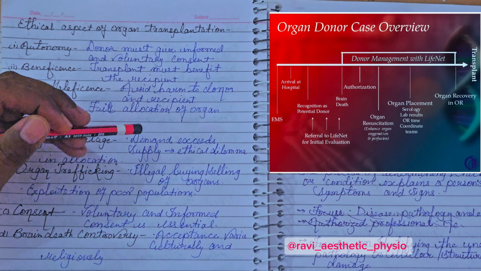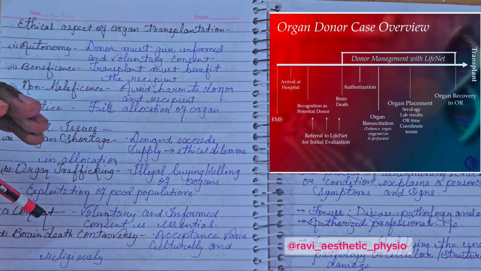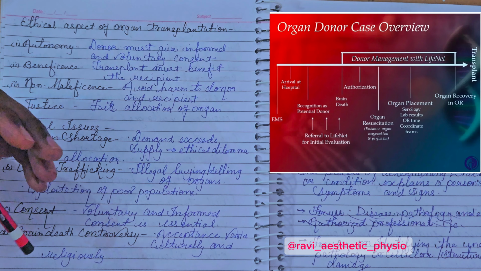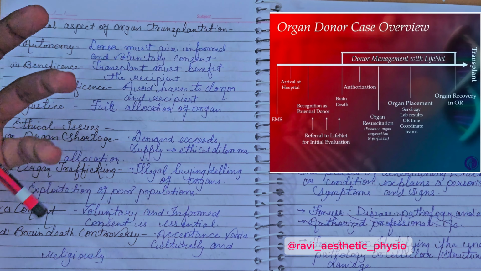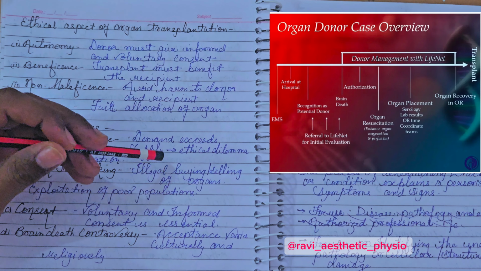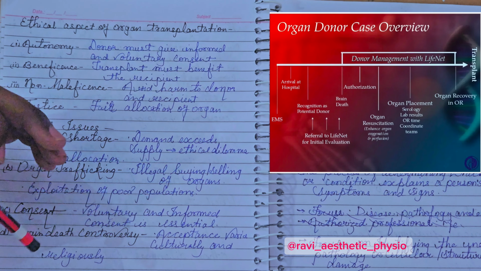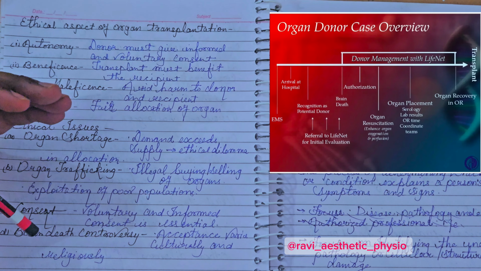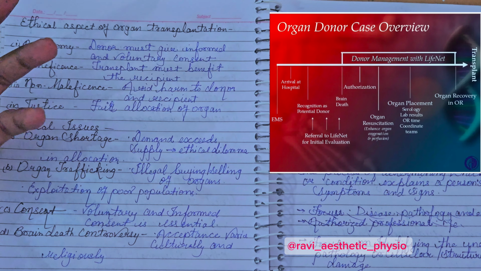Next are the ethical issues of organ transplantation. Organ shortage: demand exceeds supply, creating ethical dilemmas with allocation. A needy person may lose out to someone rich with a high amount of money, who can gain an organ very quickly. Organ trafficking is an ethical issue: illegal buying and selling of organs and exploitation of the poor population. The poor lack access to organs, while rich people can easily buy and sell them.